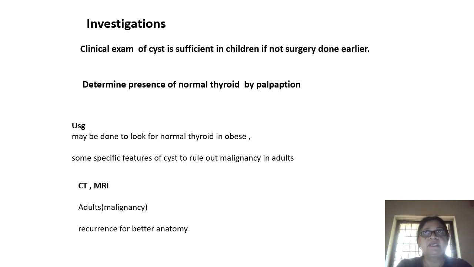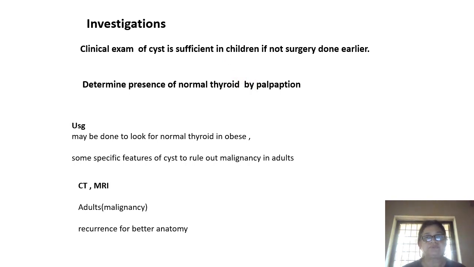In the elderly, when they come with features of a thyroglossal cyst, please do an ultrasound because you want to look for malignancy in the thyroglossal cyst. Then it will not be just simple excision. Your treatment plan will change. CT and MRI you will do in adults when you suspect malignancy, or in recurrence, for better anatomy. Suppose in children you have operated and there is a recurrence, then you again do a CT and MRI for them also. That's why, if surgery was not done earlier, clinical examination is sufficient, provided you get the thyroid by palpation or by ultrasound.